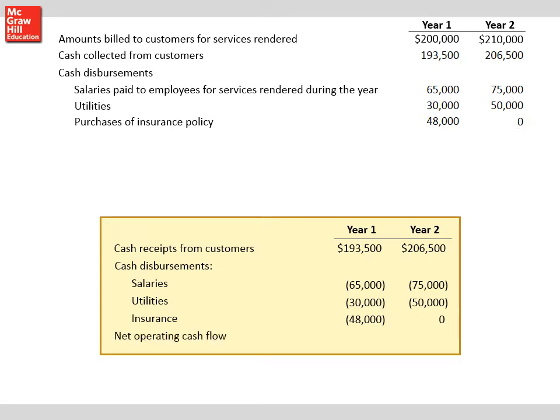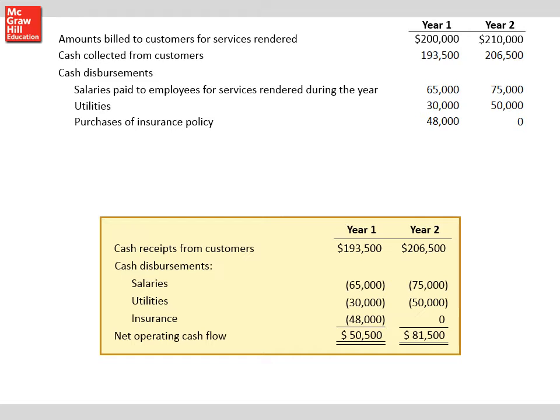So, in year 1, the net operating cash flow would be positive $50,500. The $193,500 inflow minus each of the outflows, 65, 30, and 48, $50,500. Year 2's cash flow would be calculated the same way. Start with the $206,500 receipts and subtract the payments of 75 and 50. You would get $81,500. That is cash flow accounting though.